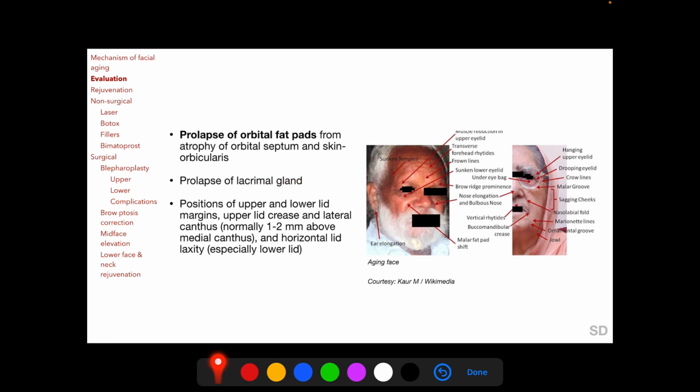Changes in the positions of the upper and lower eyelid margins, upper eyelid crease, lateral canthus, which is normally 1 to 2 millimeters above the level of the medial canthus, and horizontal lid laxity, especially that of the lower eyelid.